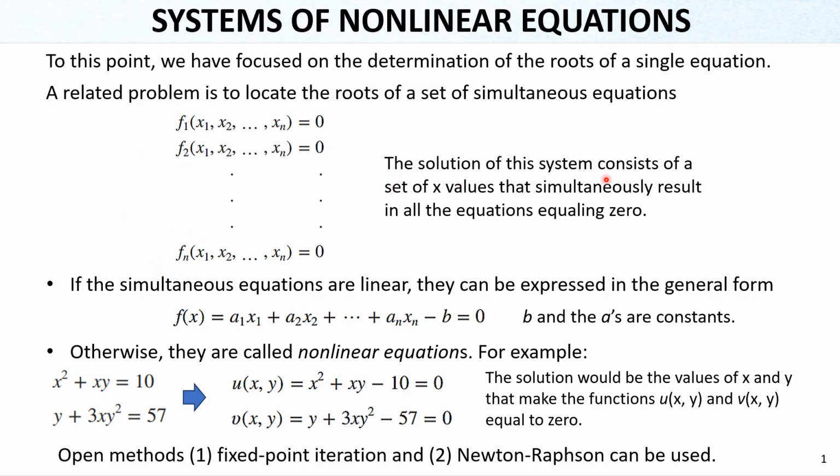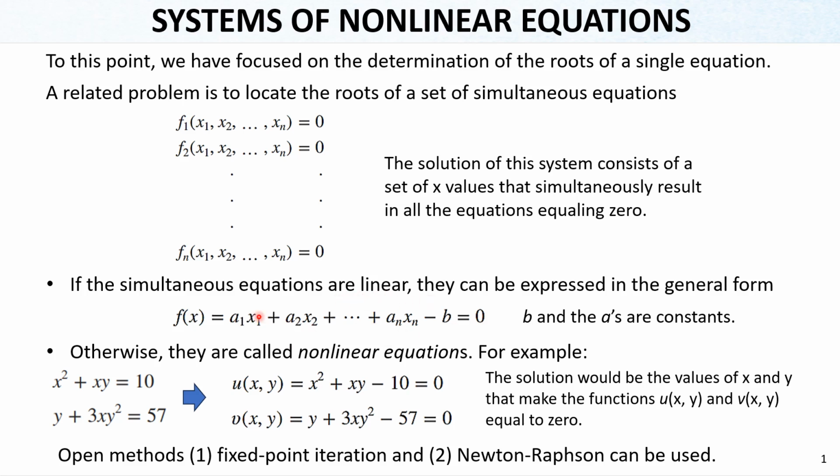The solution of this system consists of a set of x values that simultaneously result in all the equations equaling 0. So we try to have all the equations become 0, and for that, we need to solve them simultaneously. If the simultaneous equations are linear, meaning that the polynomials have only linear terms, so the power is 1, the linear values of the variables, and b and a's are the constants, these are called linear functions.